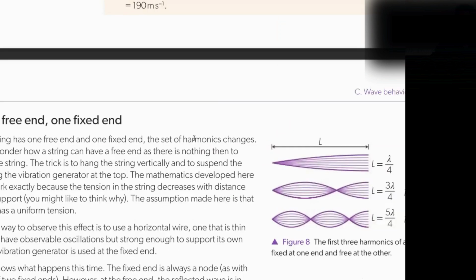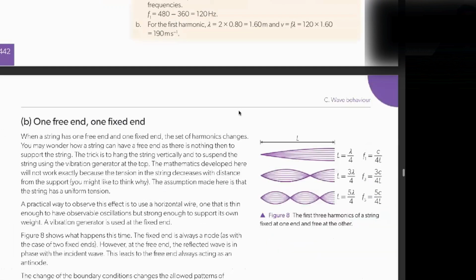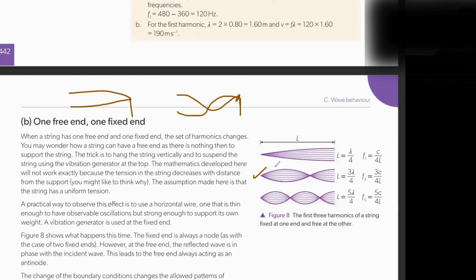So you look here. This is a fixed end, and this is free. Free means it can go up and down. Because of the up and down motion, a wave can form. You see here, you can go up and down. Because this part is free, you have this kind of pattern forming, which is the second one. Even the first pattern can form. And the length of the string is L.